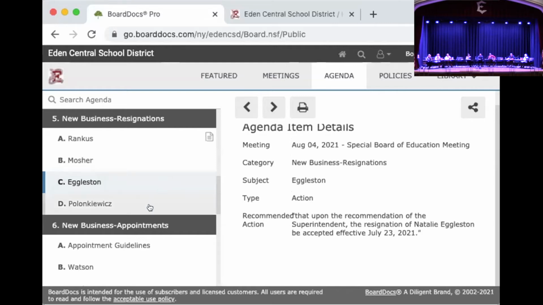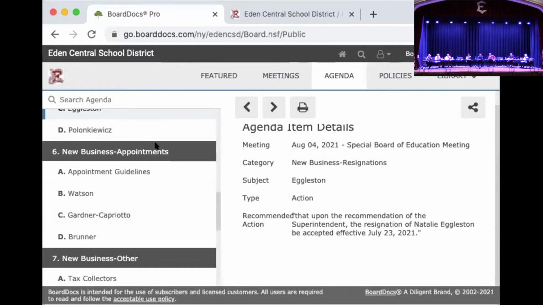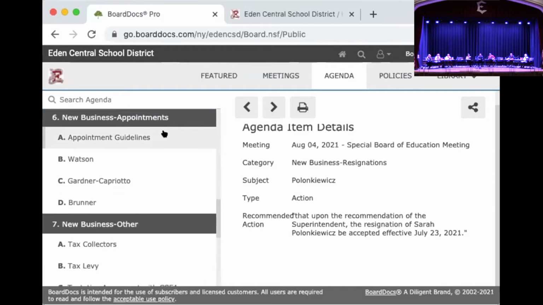That upon the recommendation of the superintendent, the resignation of Natalie Eggleston be accepted effective July 23, 2021. Second. Any discussion? All in favor? Aye. Any opposed? Any abstained? Motion carried. That upon the recommendation of the superintendent, the resignation of Sarah Palenkowitz be accepted effective July 23, 2021. Second. Any discussion? All in favor? Aye. Any opposed? Any abstained? Motion carried.